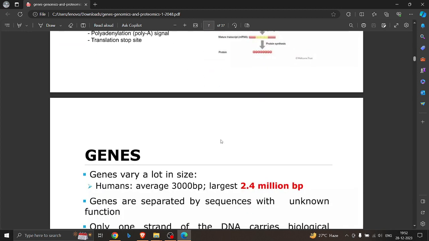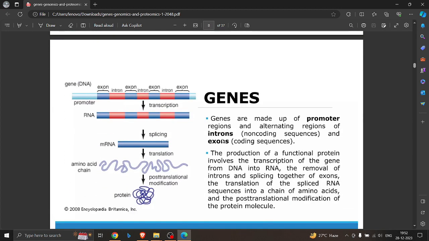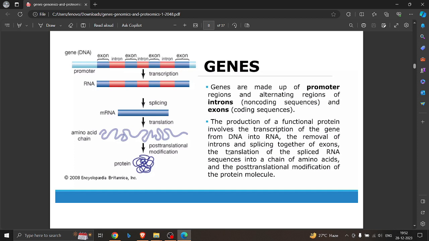Now, coming to this, genes are made up of promoter regions and alternating regions of introns, non-coding sequences. Exons are the coding sequences, the protein sequences. So the production of a functional protein involves the transcription of the gene from DNA into RNA, the removal of introns and splicing together of exons, and the translation of the spliced RNA sequence into a chain of amino acids. So both play a major role in splicing and translation.